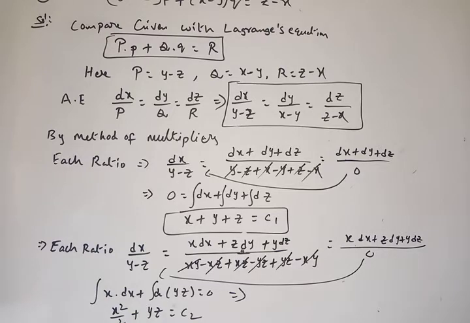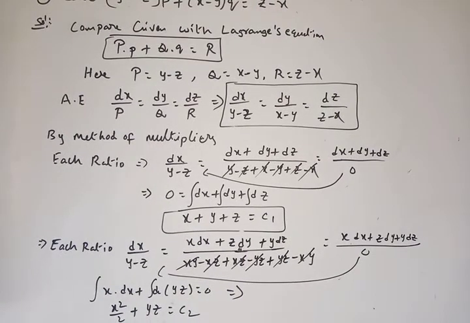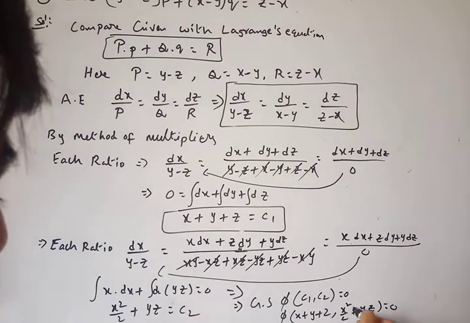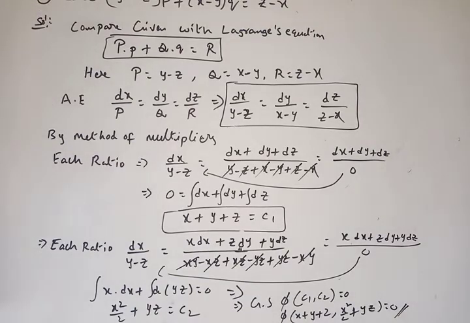Therefore, what is the general solution here, I got the value of c1, I got the value of c2. So this implies the general solution phi of c1 comma c2 is equal to 0. That means phi of x plus y plus z comma x square by 2 plus yz is equal to 0. Like this you have to find the general solution of the given partial differential equation.